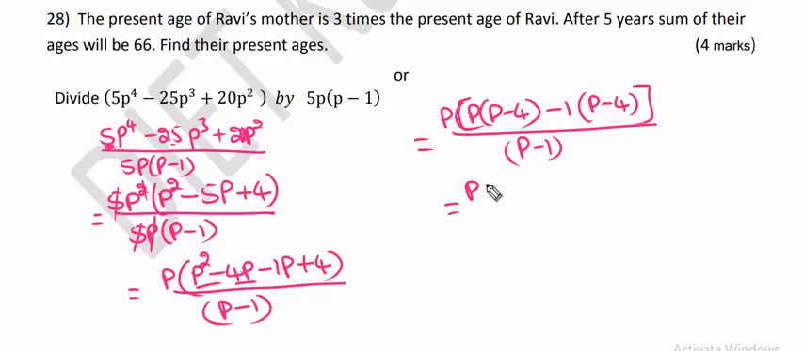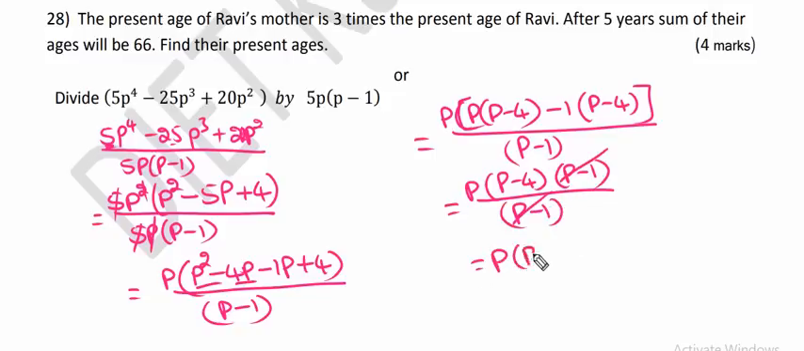So that is equal to p into, here we take p minus 4 as the common factor, which gives p minus 4 into p minus 1, divided by p minus 1. You cancel these two, and you get p into p minus 4 as the final answer.